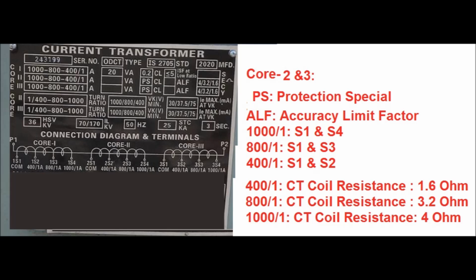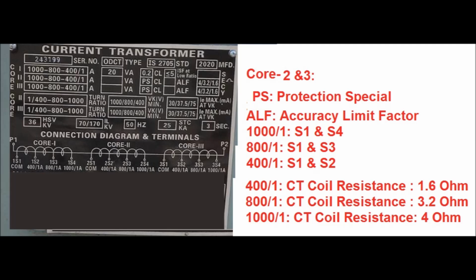Now what is ALF? ALF means accuracy limit factor. It is mainly mentioned for protection class CT, but for PS class CT, since core 2 and core 3 are PS, PS meaning protection special class, accuracy limit factor is not defined. For PS class CT only the knee point voltage is mentioned.